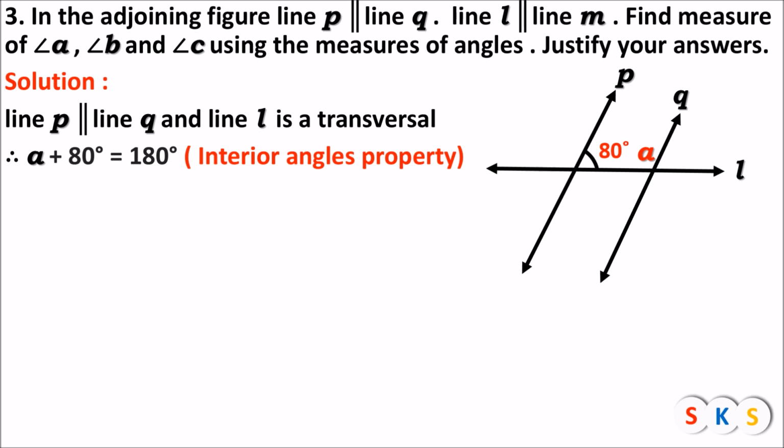Now we will shift plus 80 degrees to the other side of the equal sign. Therefore, A equals 180 degrees minus 80 degrees. Therefore, A equals 100 degrees.